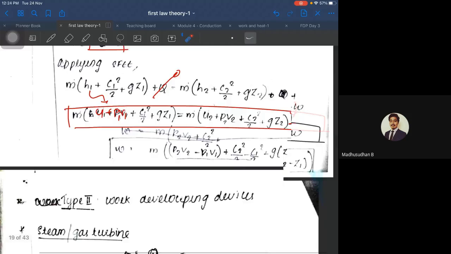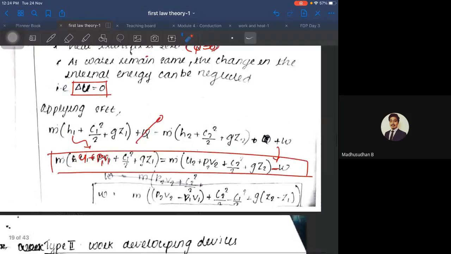Now if you apply the steady flow energy equation, just write down the steady flow energy equation. H1 you have written as U1 and P1, and H2 as U2 and P2. Q is zero and work is negative. Only if you make certain changes, that forms your application of SFE for the centrifugal pump.